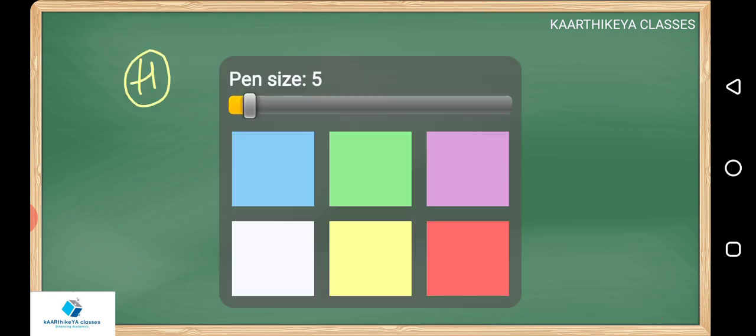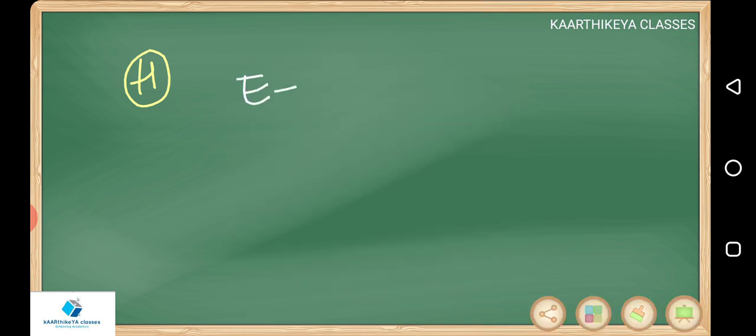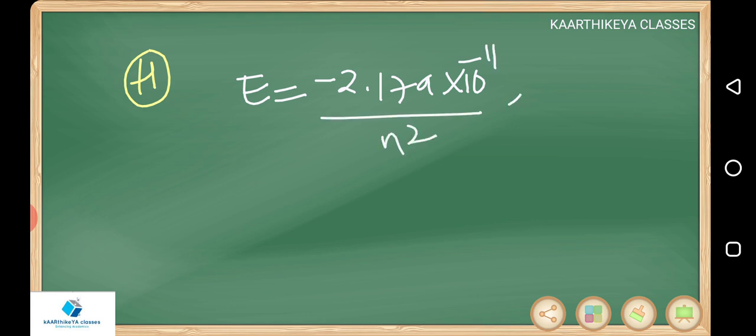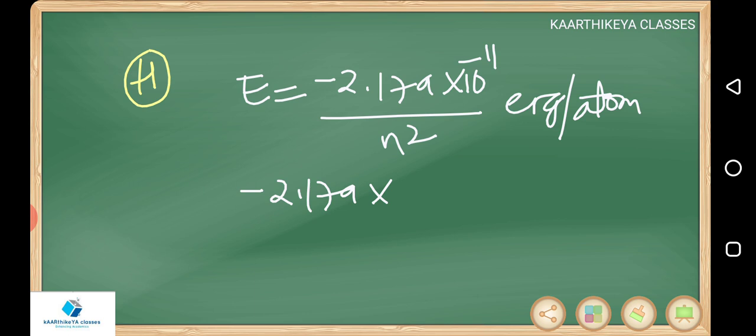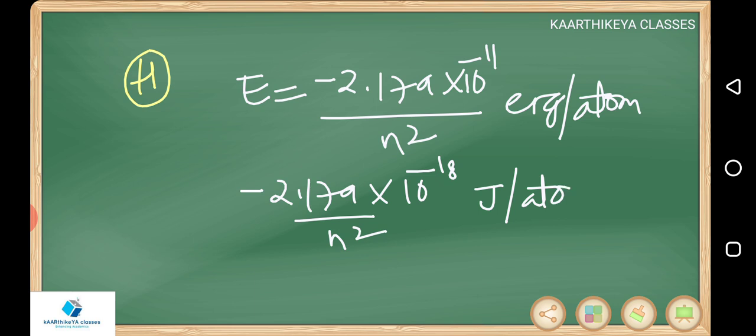Hydrogen energy is equal to minus 2.179 into 10 to the power of minus 11 by n square ergs per atom, minus 2.179 into 10 to the power of minus 18 by n square joules per atom. No need to remember all these values, just so that you have an idea I am giving you. Otherwise minus 1312 by n square kilojoules per mole.